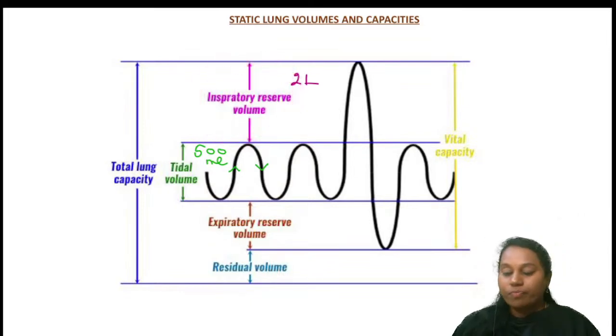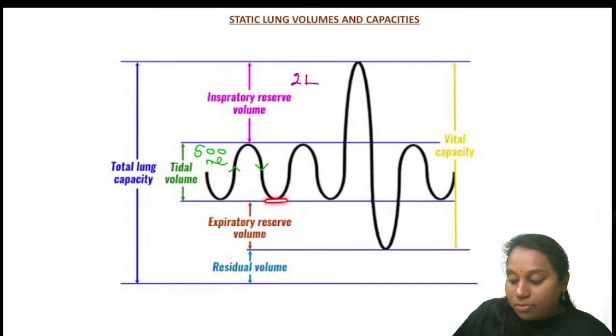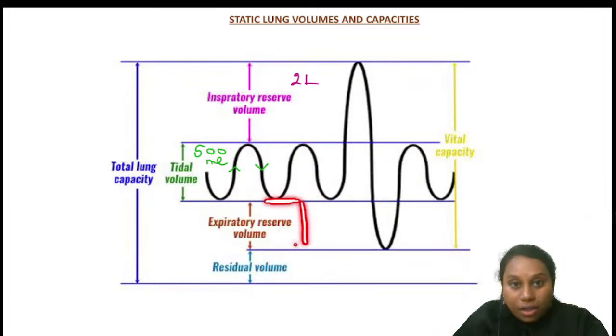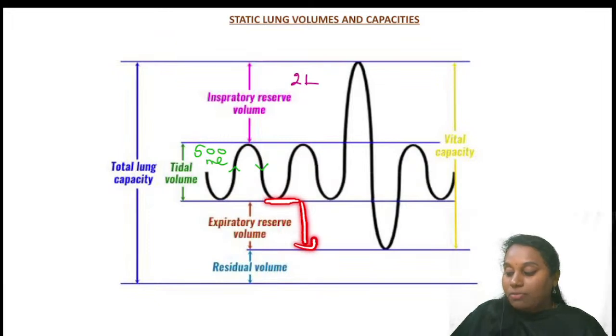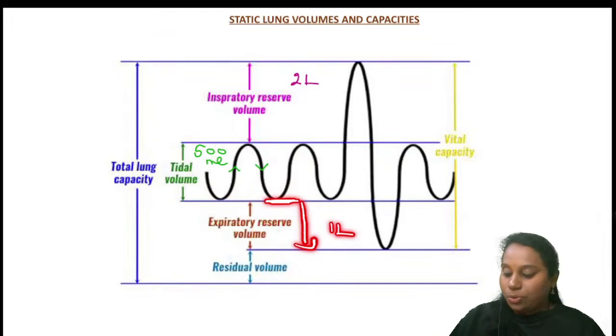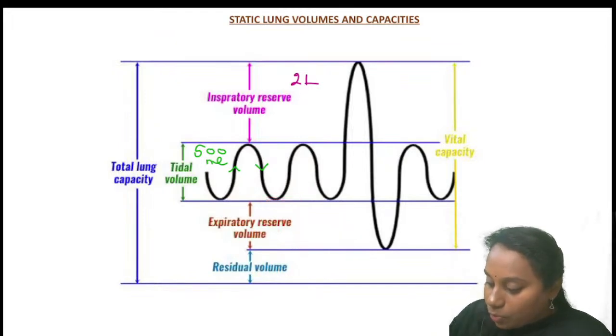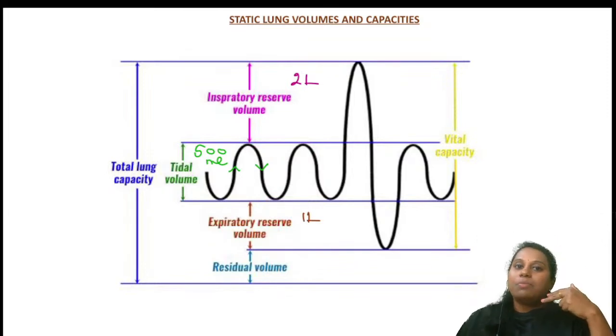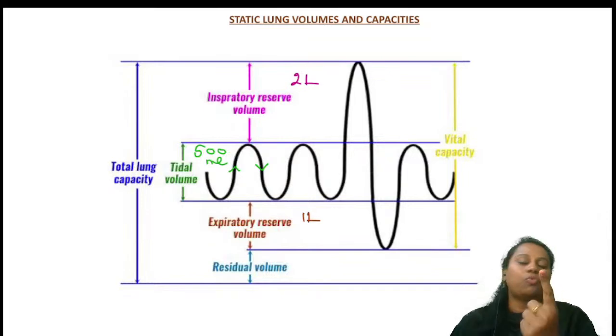Now let's do expiratory reserve volume. The same way, at the end of tidal volume expiration, by a deep expiration, if you breathe out like that, 1 liter of air moves out. This is called expiratory reserve volume. At the end of normal tidal expiration, by a deep expiration, how much air are you able to push out? This comes up to 1 liter. Inspiratory reserve volume is 2 liters, but expiratory reserve volume is only 1 liter.